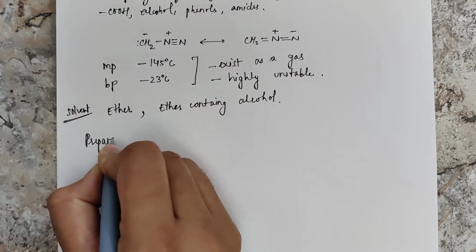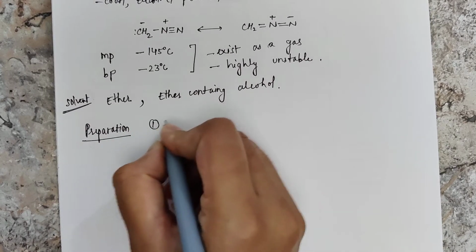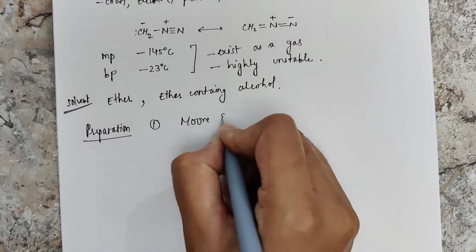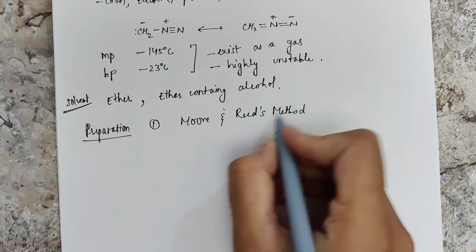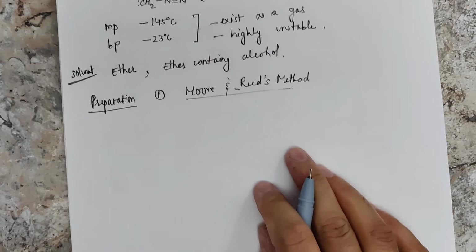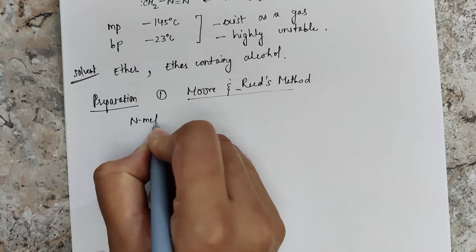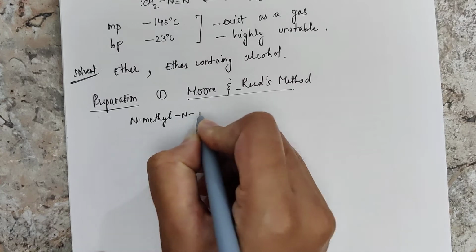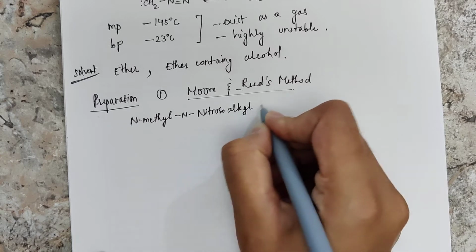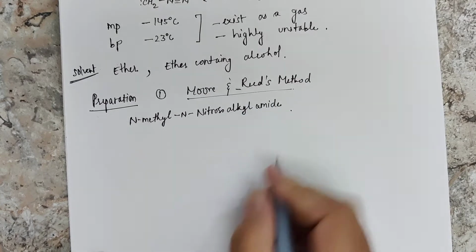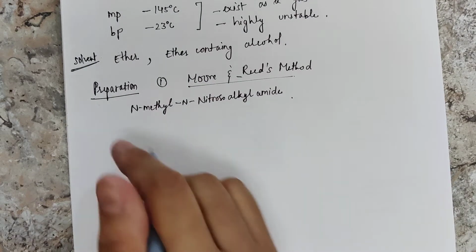Preparation, if we talk about, there are various methods, but I'll talk about the main two. Moore and Reed's method is one of the methods. In this method, we take N-methyl, N-nitroso alkyl amide. Okay. So first of all, we write down the structure of this compound.